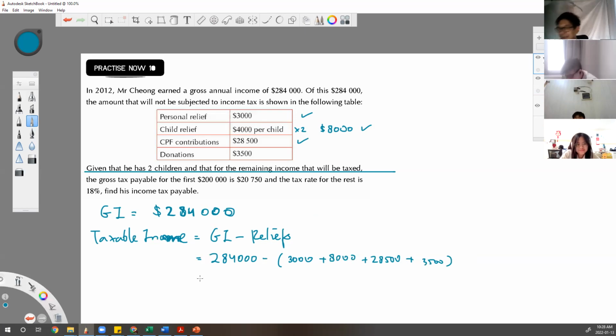Jadi taxable income-nya berapa? 284,000 subtract. Nah, itu hitung dulu ya. 3,000 plus 8,000 plus 28,500 plus 3,500, 43,000. Ini pengurangnya enak ya. Jadi banyak nih kurangnya. 284 minus 43,000 is 241. Nah, ini income.